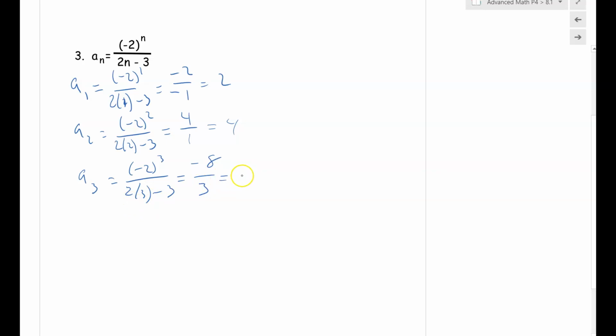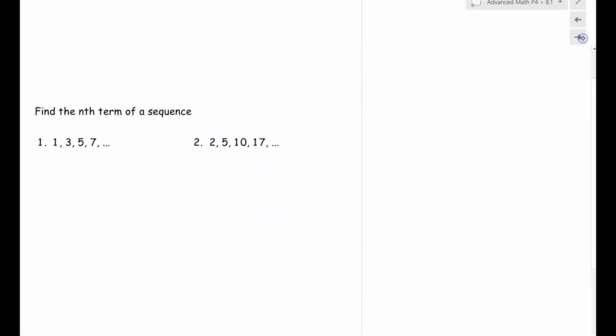And we could leave it like that. We could get it as a decimal, -2.6 repeated as well. All right, last term, fourth term, -2 to the fourth over 2 times 4 minus 3. Well, -2 to the fourth is going to give you a +16, and this is 8 minus 3 is 5. You could leave it as that, or what is that, 3.2. Okay? All right, so hopefully you got those answers correct as well.